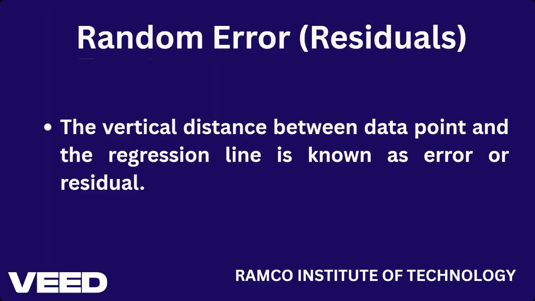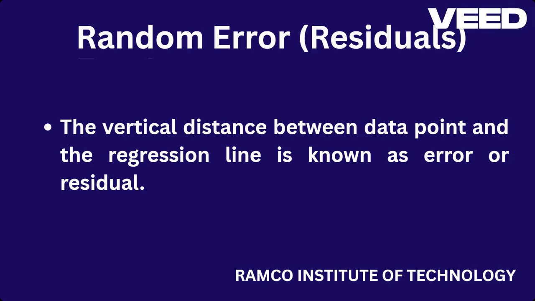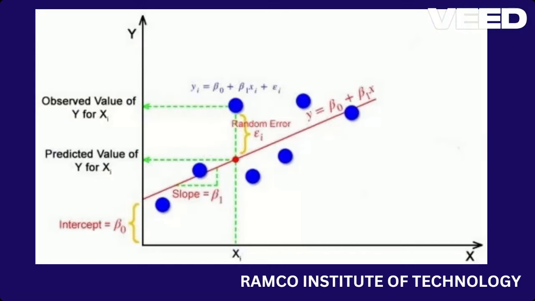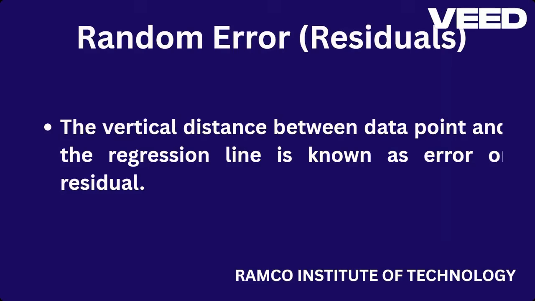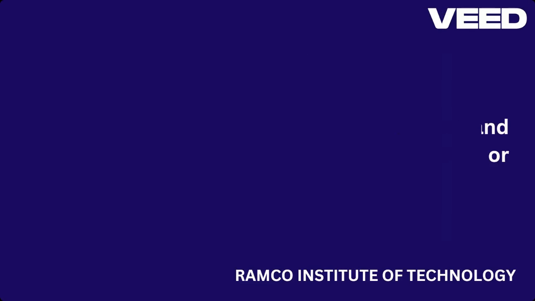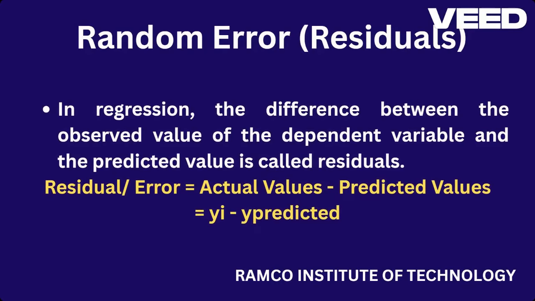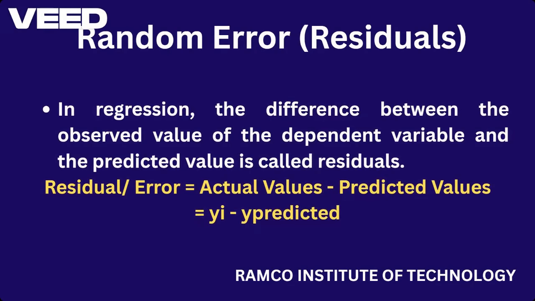Next is random error or residuals. Random error or residual is the vertical distance between the data point and the regression line. In the previous figure, there is an actual value and a predicted value, and the difference between them is considered the random error. The random error is calculated using the formula yi minus y predicted, that is, actual value minus predicted value.